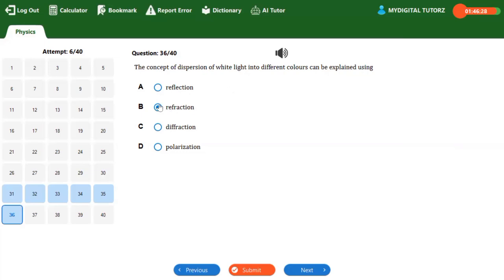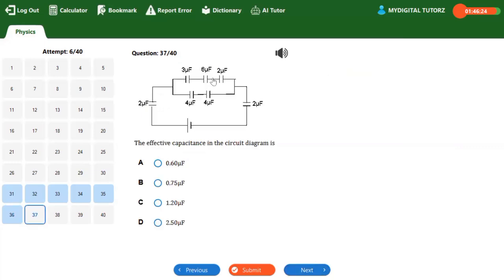So it is a refraction. So then 37, we have this circuit diagram, and we are asked to find the effective capacitance of the whole circuit. Is that clear? Effective capacitance of the whole circuit.